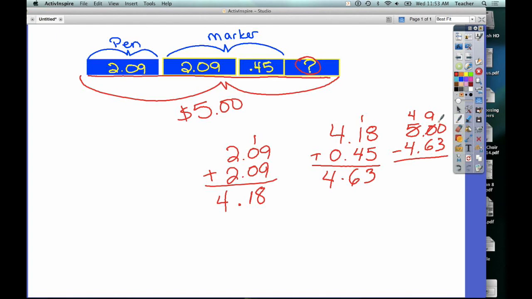And I've just added 10 over here, right? So 10 minus 3 is? 9 minus 6? 3. How much money does he get back? Everybody? 37. And if I were to take all of those numbers and add them together, I would get $5.